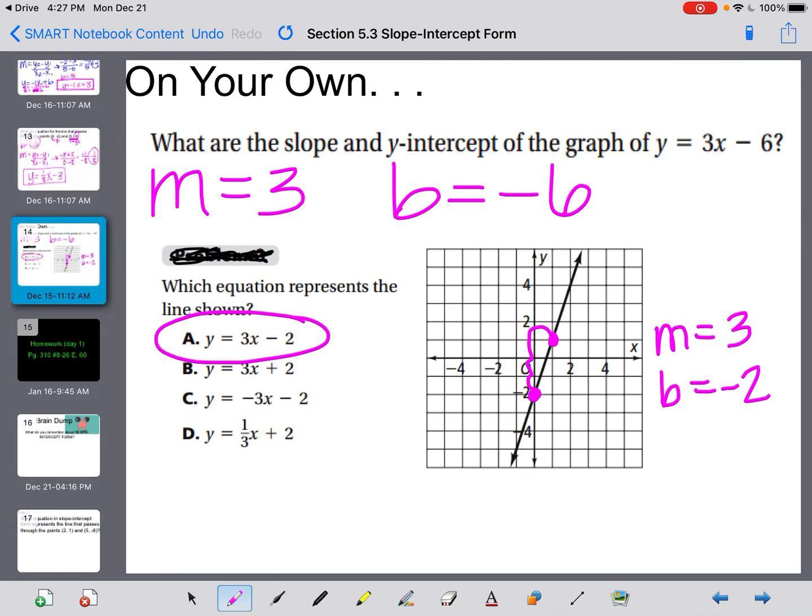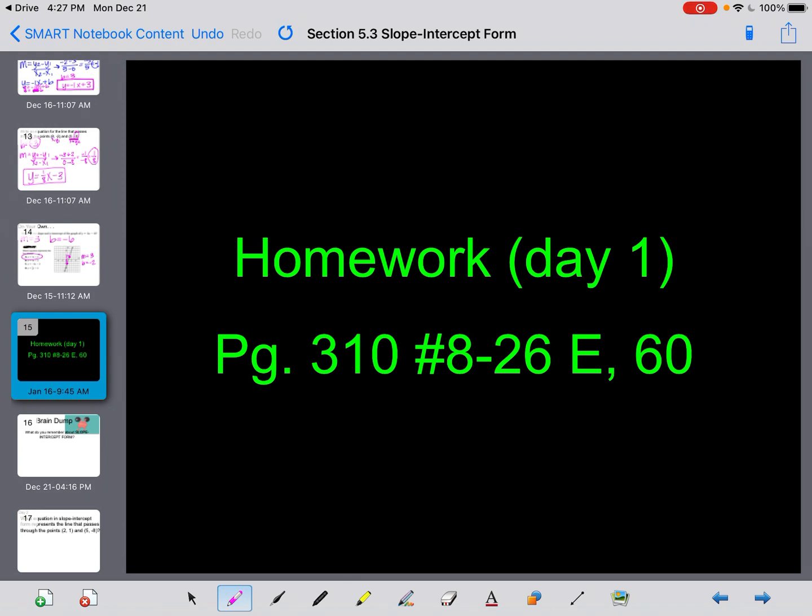All right, hopefully you got the same answers as I did. Day 1 homework today: page 310, 8 through 26 even, and number 60, and then your lesson quiz.